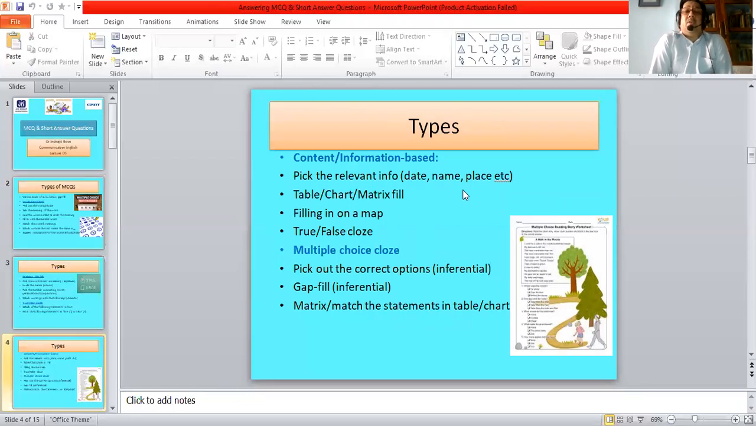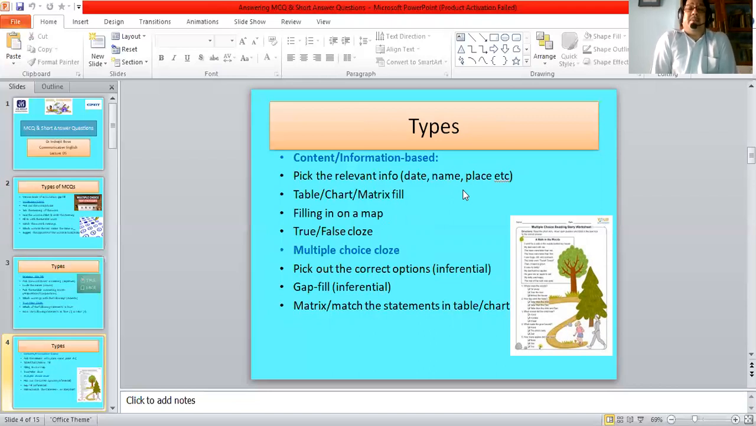Again, a table or chart or matrix fill. So we might need to fill in a table or chart with the relevant words, or a matrix, or fill it in on a map. Like there might be a map where we need to fill in by pointing out different places or other kinds of important details on the map. Again, a true or false clause. Like again, you have certain sentences dealing with the information contained in the passage, so you have to single out whether these sentences or statements are true or false.